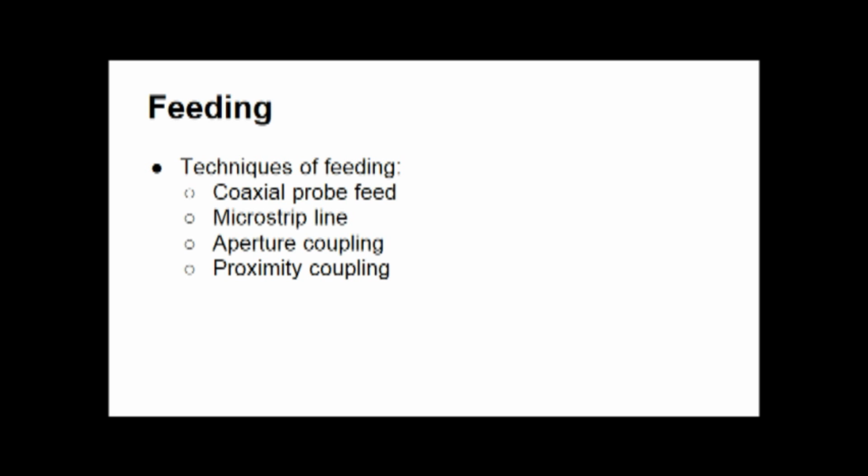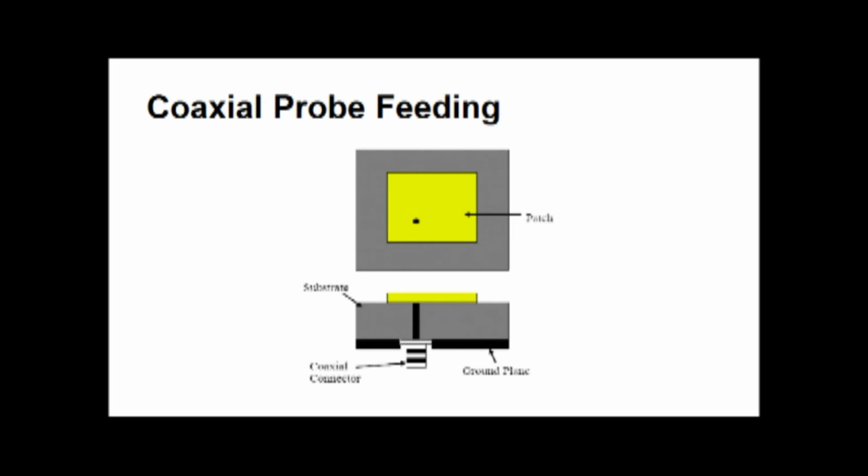There are different kinds of feeding techniques used in the circular microstrip patch antenna. The four main kinds of feeding that they may use are coaxial probe feed, microstrip line, aperture coupling, or proximity coupling. For the coaxial probe feeding method, the inner conductor of the coaxial is attached to the radiation patch of the antenna, and the outer conductor is connected to the ground plane.